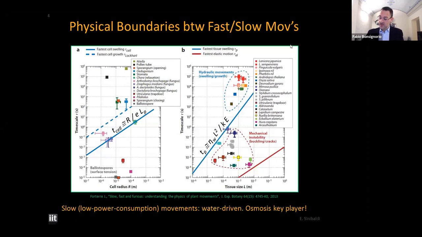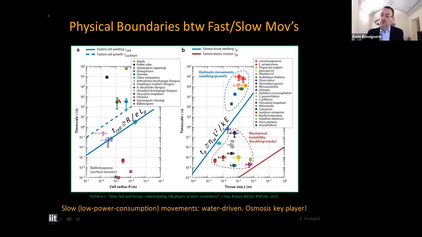And here you can see, for instance, in these slides, with some simplifications for a plant cell or plant tissue, that fast movements here are sharply separated from slow movements by a kind of theoretical boundary that depends on the length scale of the system, on the elastic properties, and on the hydraulic properties of the system.